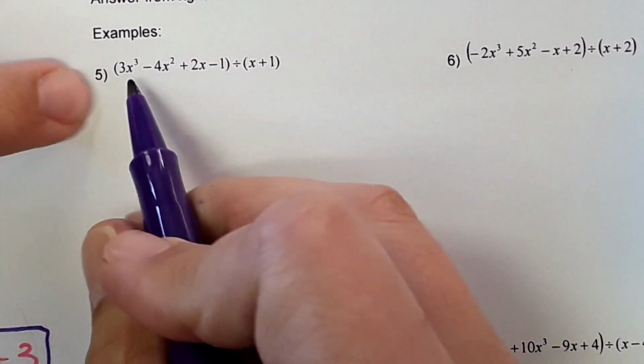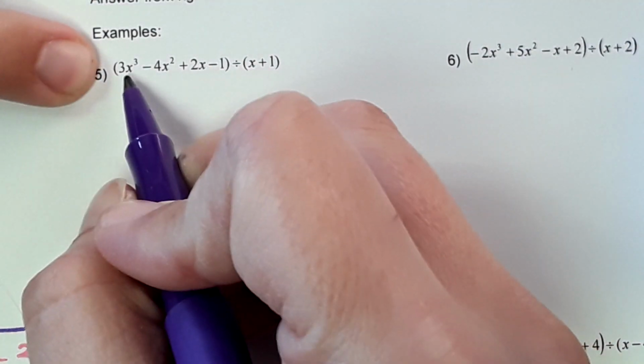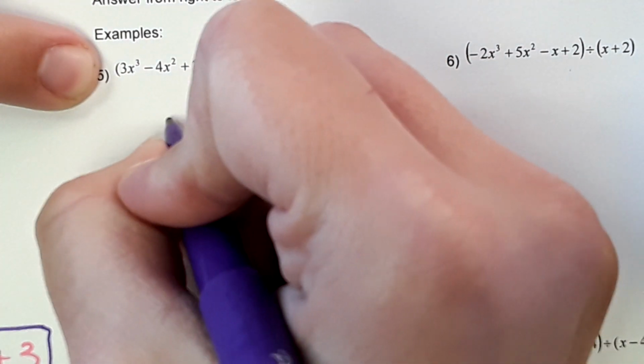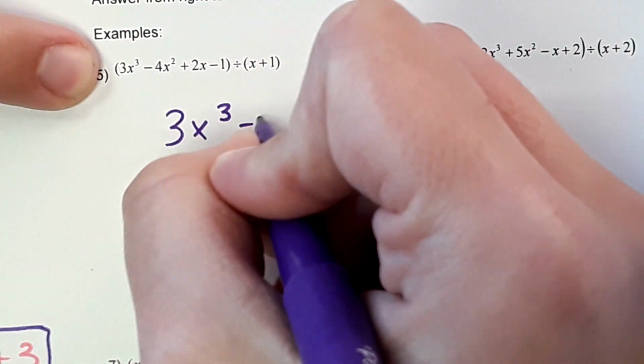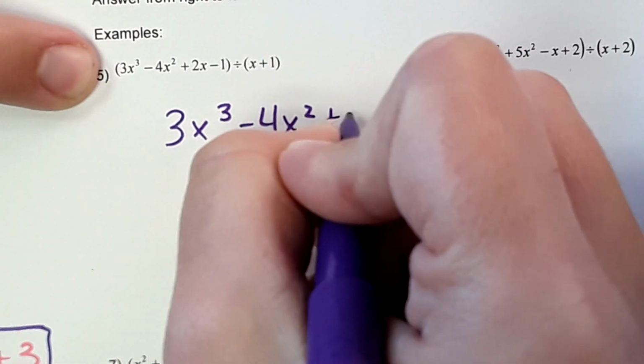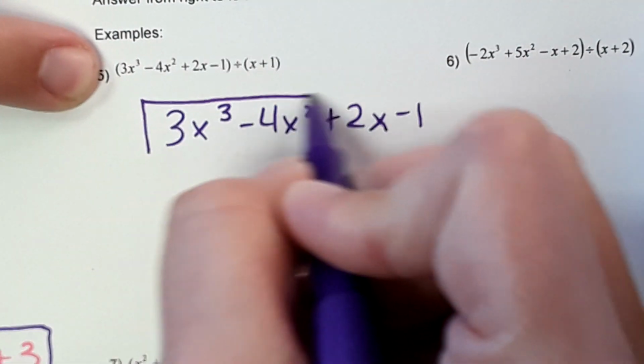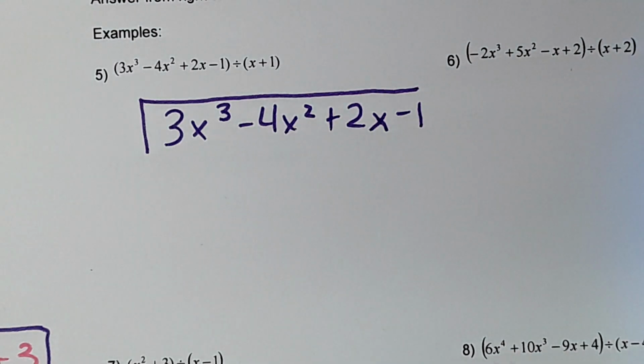And that's it. Okay, so we're going to put this in the brackets. It's not missing any terms or anything, so we don't need to fill in anything that's missing. We're just going to do 3x cubed minus 4x squared plus 2x minus 1. And then over here, x plus 1.